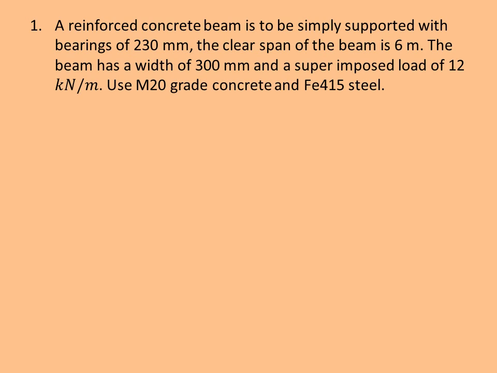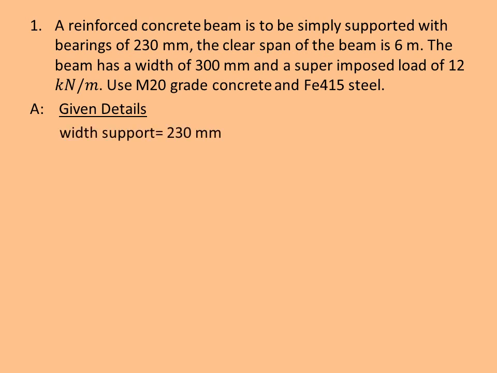A reinforced concrete beam is to be simply supported with bearings of 230 mm. The clear span of the beam is 6 meter. The beam has a width of 300 mm and a superimposed load of 12 kN per meter. Use M20 grade concrete and Fe450 steel. First thing we'll write down is the given details.